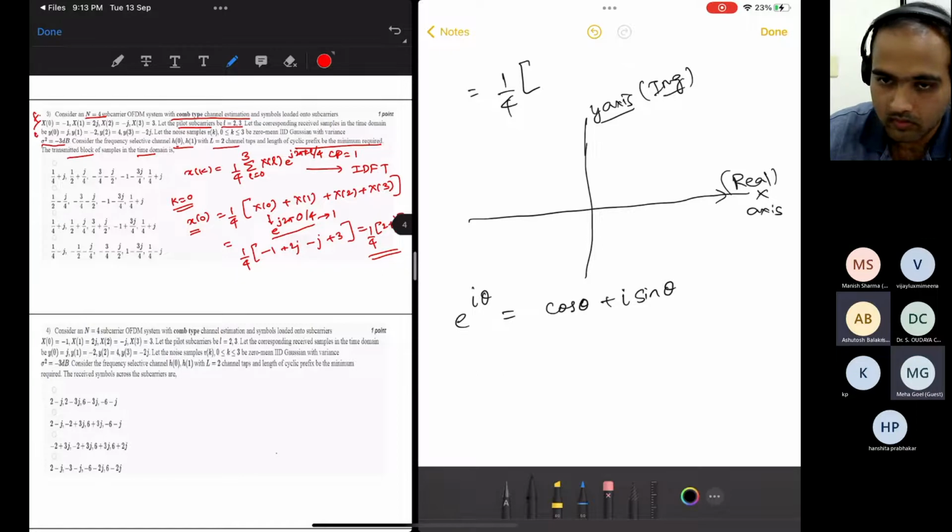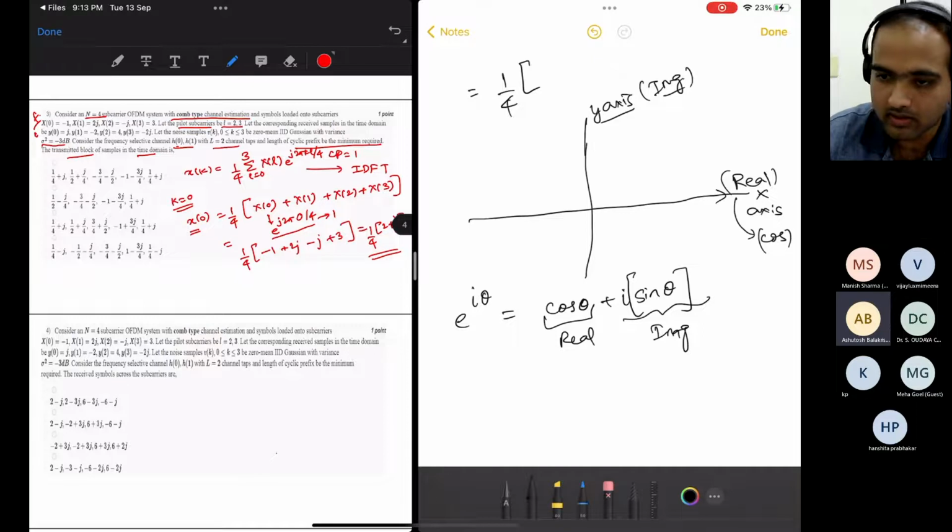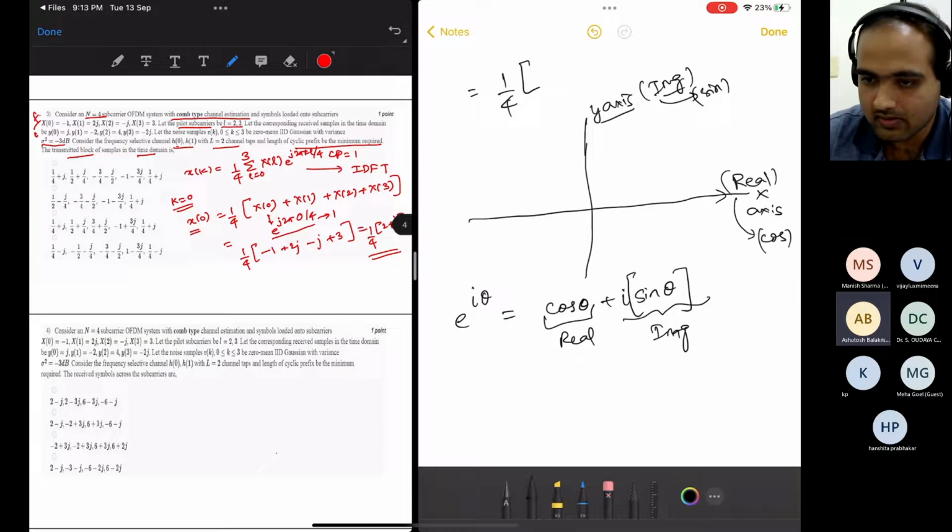So what is this? This is my real part, cos, and j times sin theta is my imaginary part. So the x-axis or the real axis has my cos, and my imaginary axis will have the sine component. So we have the cos component on the x-axis and the sine component on the y-axis.